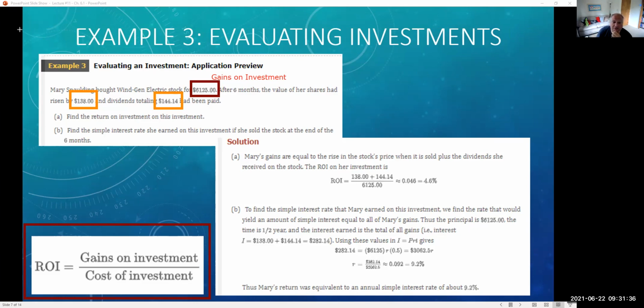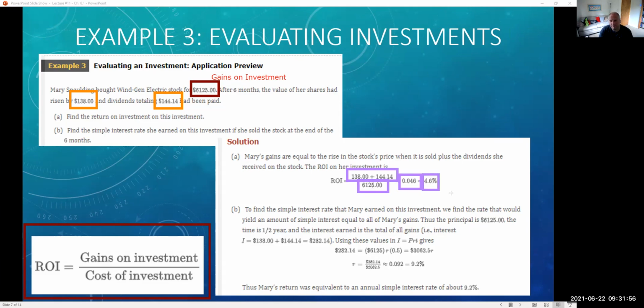So now if you want to find the return on investment, it's just a matter of using the formula and putting the sum of those two gains on the top and the actual cost of the investment on the bottom, divide. Remember, a return on investment is usually given as a percent. So whatever you get, make sure you convert it back to a percent like you see there.